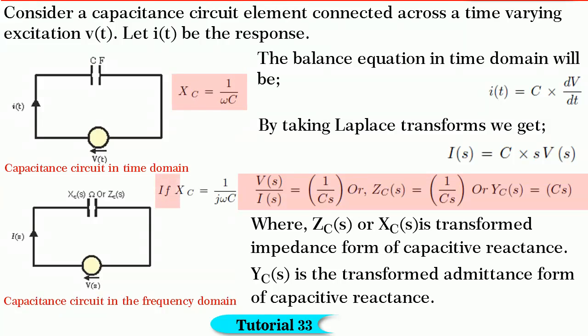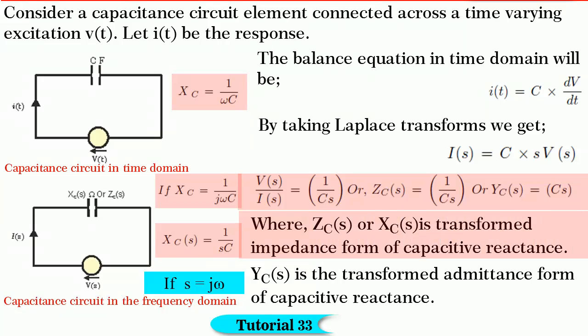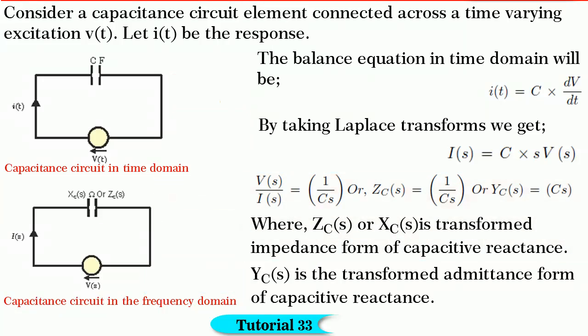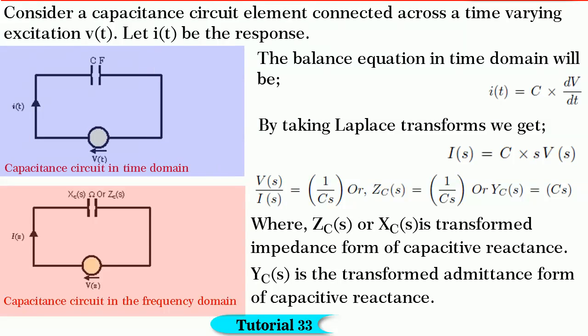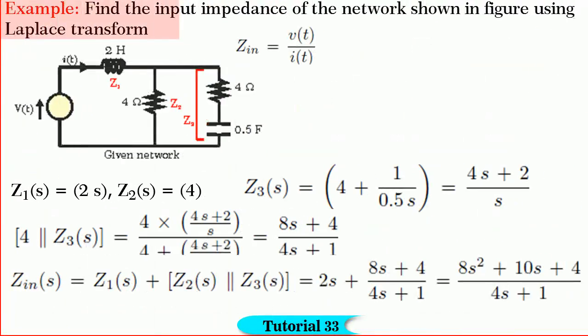Now, if Xc is equal to 1 upon j omega C and Xc of s is equal to 1 upon sC, and if s is equal to j omega, this Xc of s we call the transformed form of capacitive reactance. So, the transformed network in the frequency domain will be as shown in the figure. Here also you see that the circuit is the same as the time domain circuit, but all the quantities in the transformed network are in the frequency domain. To emphasize the concept we have learnt, let us solve one problem.